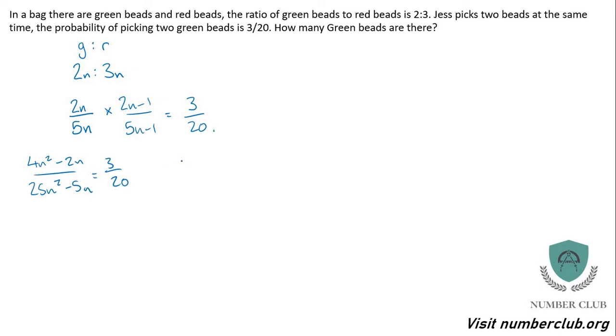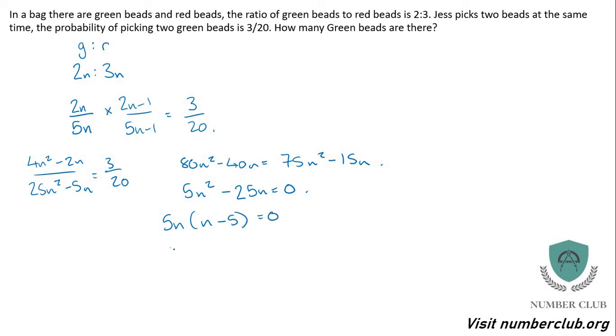We can cross multiply and we'll end up with 80n squared minus 40n is equal to 75n squared minus 15n, which means that we'll get 5n squared minus 25n is equal to 0. We can just factor that: 5n lots of n minus 5 equals 0, meaning that n equals either 0 or n equals 5.